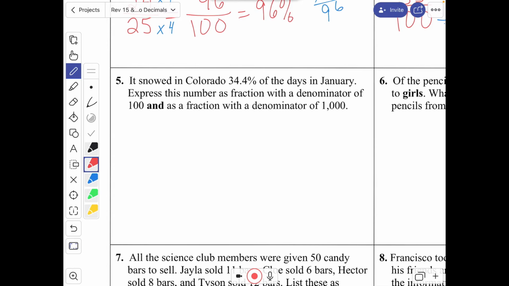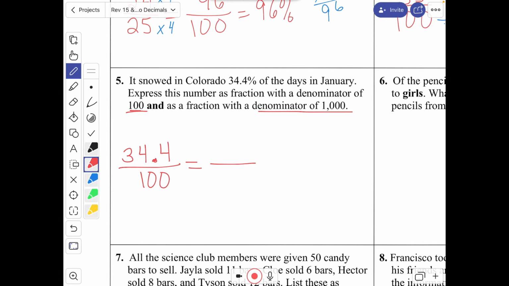Number 5. It snowed in Colorado 34.4% of the days in January. Express this number as a fraction with a denominator of 100 and as a fraction with a denominator of 1,000. Well, since percent means over 100, 34.4% would be 34.4 over 100. And yes, we can have a decimal on top of a fraction.